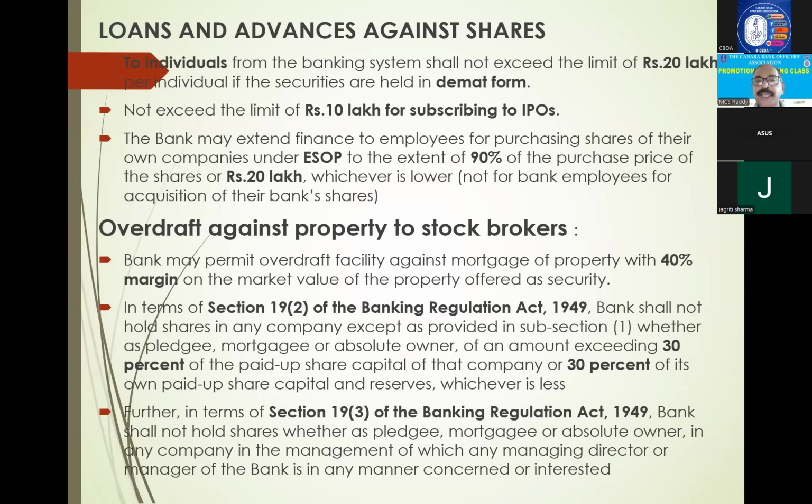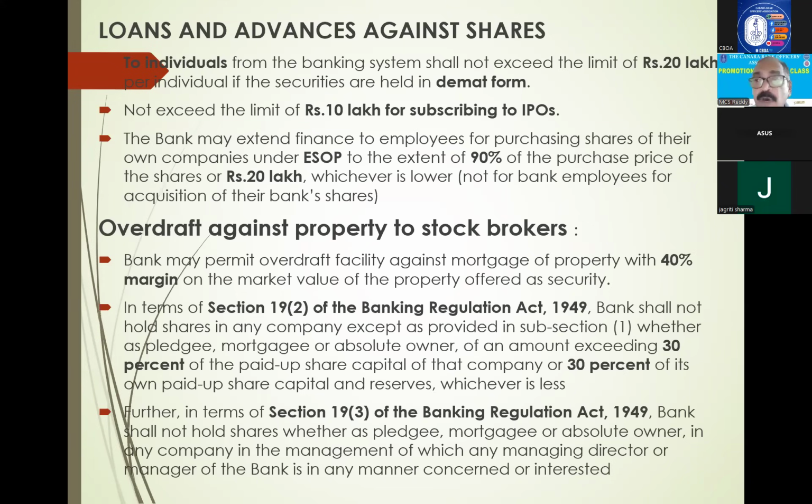Next, OD against property to stock brokers. Normally we sanction loans to share and stock brokers also. There also 50% margin they have to maintain. Out of 50%, again 25% should be in the form of cash, that is their own equity. Remaining 25% may be in the form of other securities. For stock and share brokers, we sanction loans only for their stock broking purpose, not for hoarding. That means buying shares and keeping with them is not permitted. Only for your business purpose, stock business, share business purpose only we will.